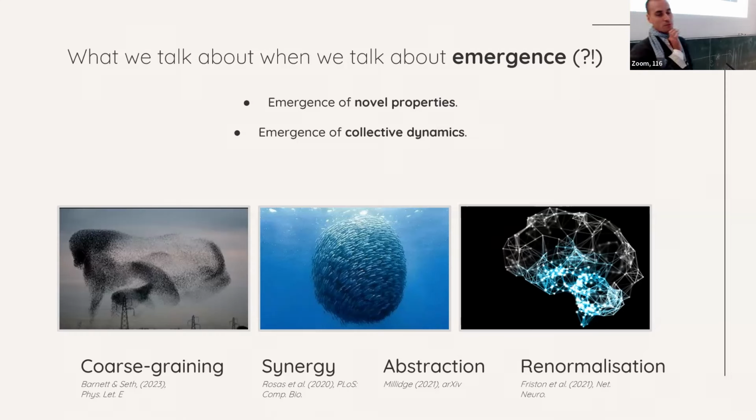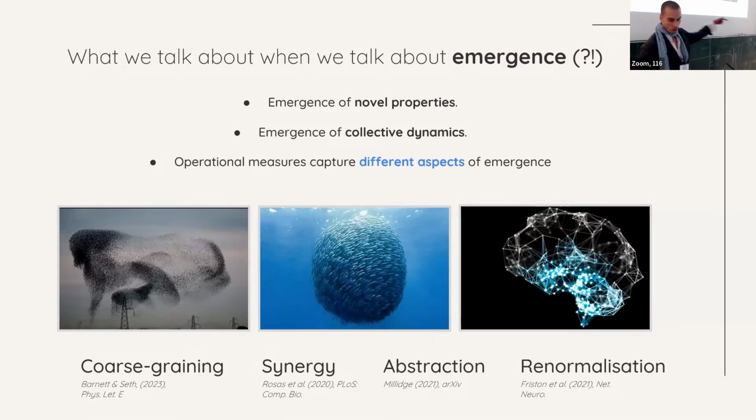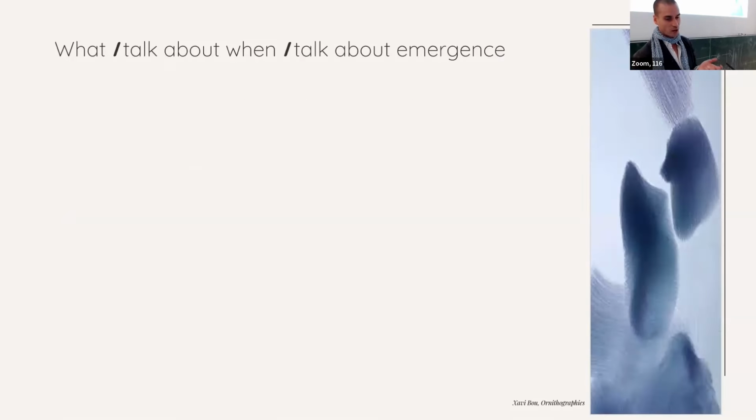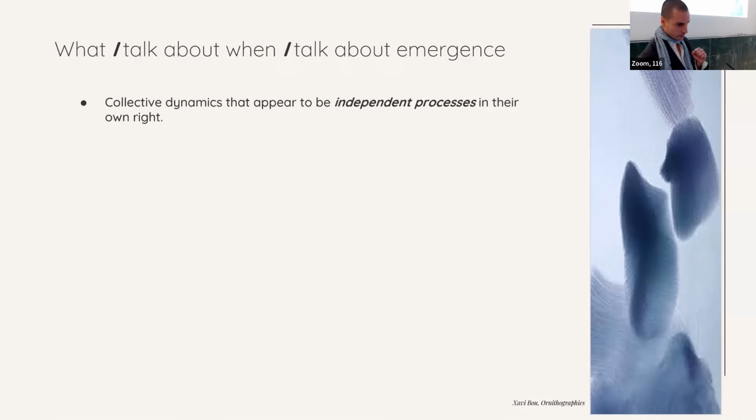So this is the notion that there is no new property on the macroscopic scale, but the collective dynamics exhibit new dynamical laws. I think this is an important distinction. And in general, operational measures capture these different aspects of emergence. What I really focus on in this work is that of collective dynamics that actually appear to be independent processes in their own right.